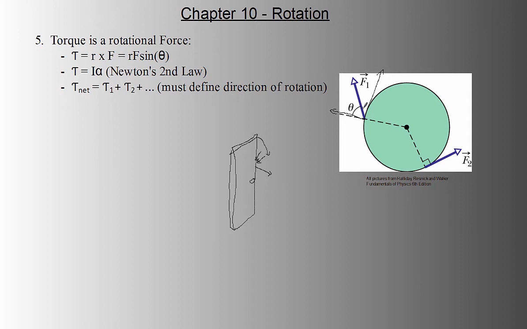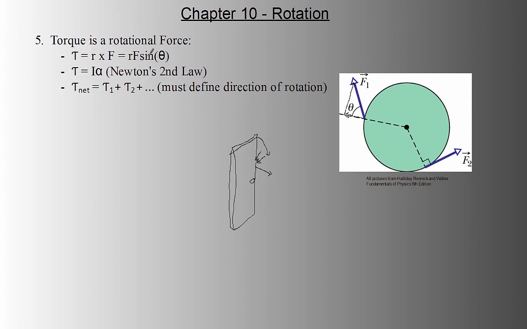And so you can see from F1 we have components. The radial component, which is wasted right here, that doesn't give you any torque, and the tangential component, which gives you the torque. And so that's why we do sine of theta.